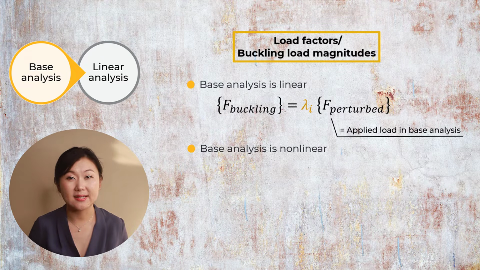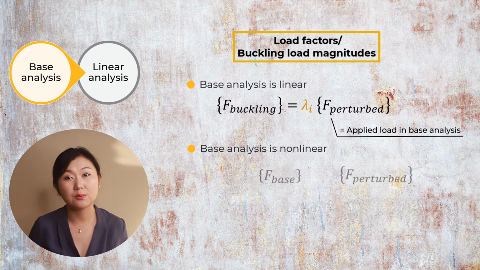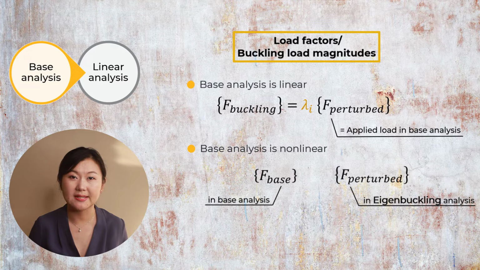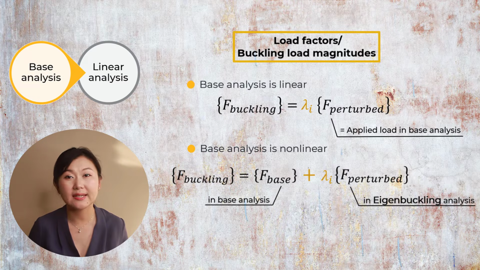However, when the base analysis is nonlinear, for example, when material, geometric, or contact nonlinearities exist, the buckling load is calculated differently. In an eigenbuckling analysis with a nonlinear base state, we can define a different perturbation load in the buckling analysis compared with the applied loads in the nonlinear base analysis. Therefore, the load multiplier lambda scales only the loads applied in the buckling analysis. The total buckling loads is the sum of the load applied in the nonlinear base analysis and the scaled perturbation load.